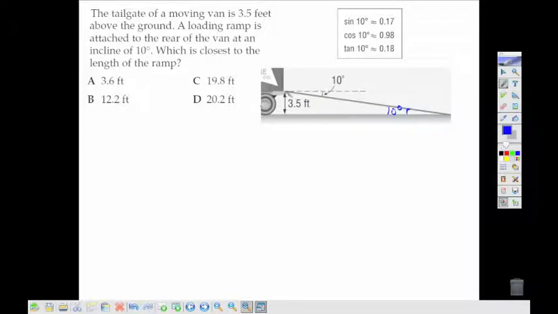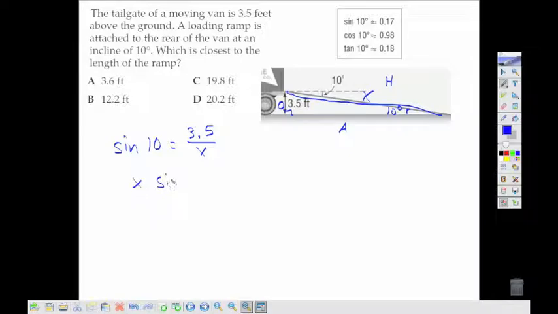We're asked for the length of the ramp, so we're looking for this side over here. That's going to be our x. Labeling this as our right angle, so our opposite side, our hypotenuse, and our adjacent, we're using the opposite and hypotenuse, which will be sine. So the sine of 10 will be our opposite, 3.5, over the hypotenuse, which is x.